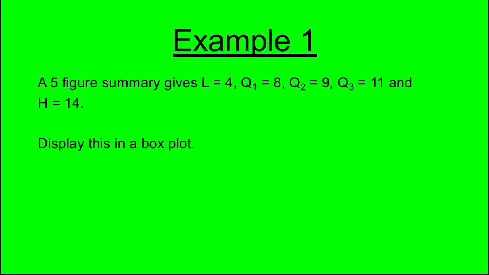Example 1. A 5-figure summary gives lowest as 4, quartile 1 as 8, quartile 2 as 9, quartile 3 as 11, and the highest as 14. Display this in a box plot.